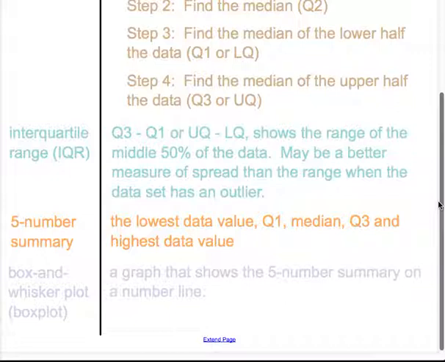The 5-number summary is 5 numbers that summarize the data set, and it's the lowest data value, quartile 1, median, quartile 3, and the highest data value. And then finally, like I said, we're going to put it all together with a box and whisker plot, also known as a box plot. This is a graph or a display of data that shows the 5-number summary on a number line.